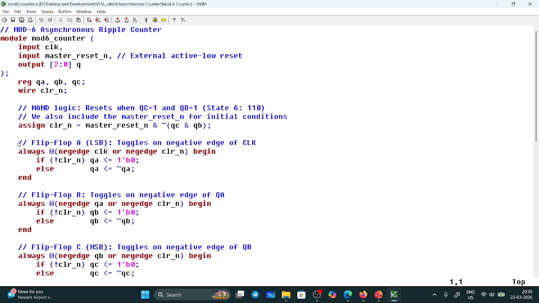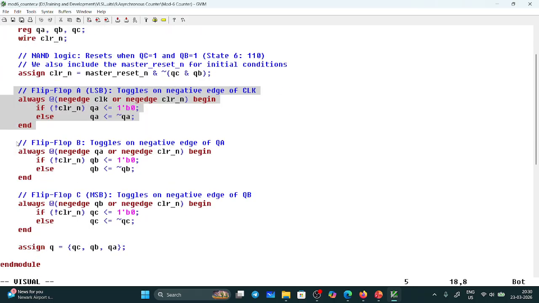Okay, and first for flip flop A, it will toggle for every clock edge, always at negedge of clock or negedge of clear_n, begin if clear equal to 0, QA should be initialized to what? 0, no? Else QA equal to not of QA. This is flip flop A, okay? And flip flop B toggles for negedge of QA, okay? Always at negedge of QA or negedge of clear_n, begin if not of clear_n, we need to initialize QB to 0, else QB will be not of QB, okay? This is flip flop B, okay?